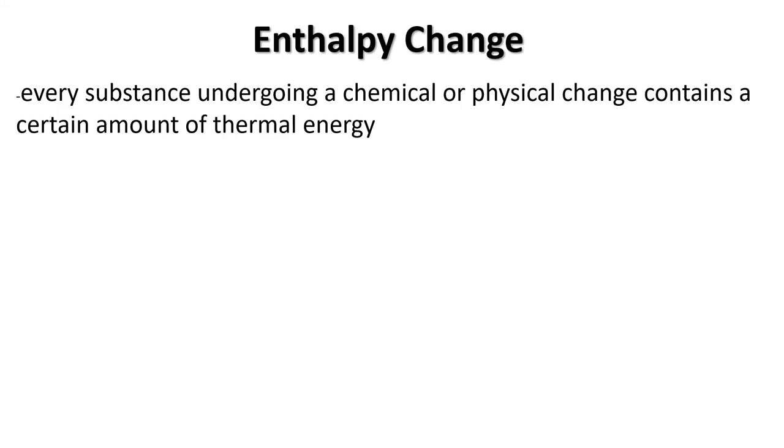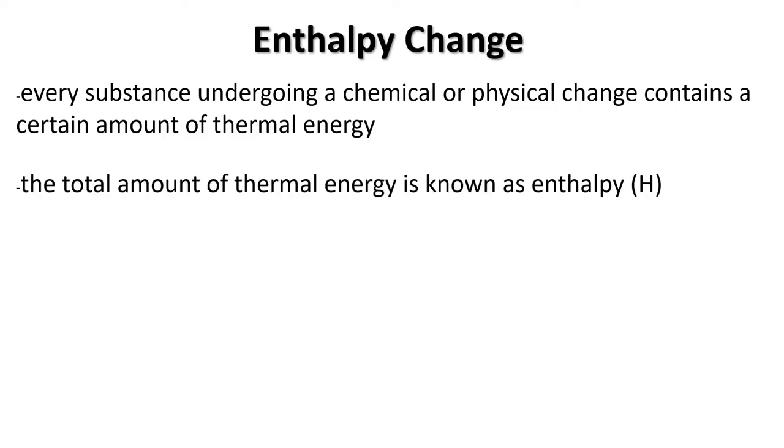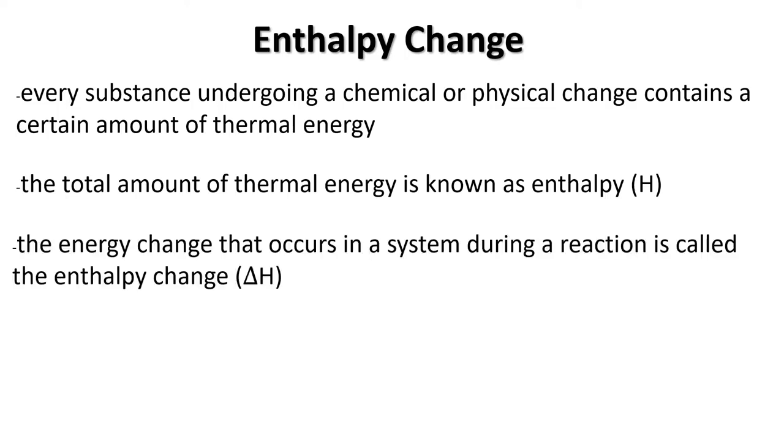So let's talk more about this enthalpy idea. Every substance undergoing a chemical or physical change contains a certain amount of thermal energy. The total amount of thermal energy is known as enthalpy, or H. The energy change that occurs in a system during a reaction is called the enthalpy change, or delta H. This may seem a little odd at first. What we're talking about here is the enthalpy change of the system, and what we've done is we put the absolute values around the energy of the system.